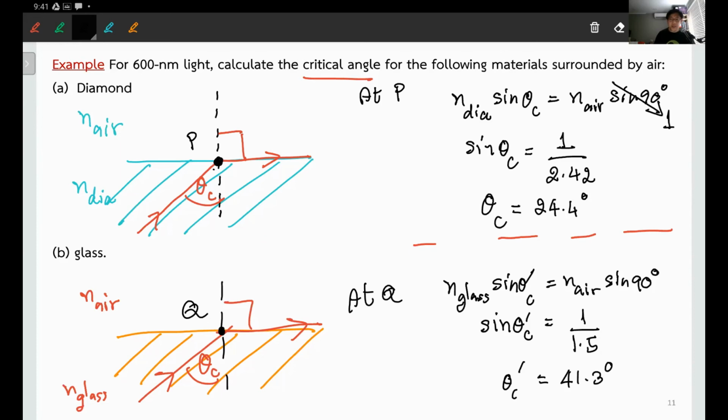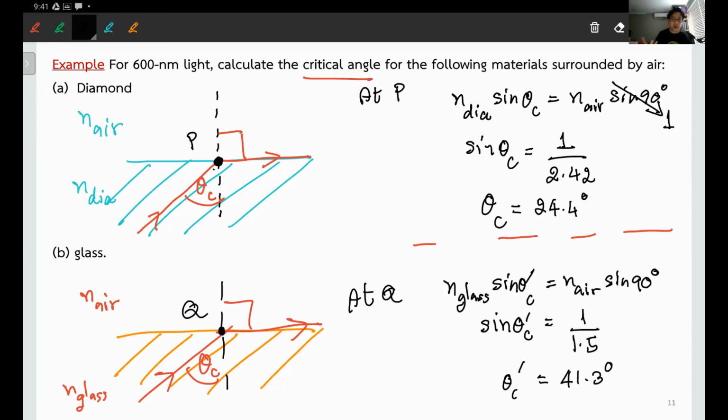So what's the point? Why do I really want you to see these angles? Do you notice something here? The critical angle between air and diamond is 24. The critical angle between air and glass is 41. This is the reason why diamond is more sparkling. You see that sparkling? All right.